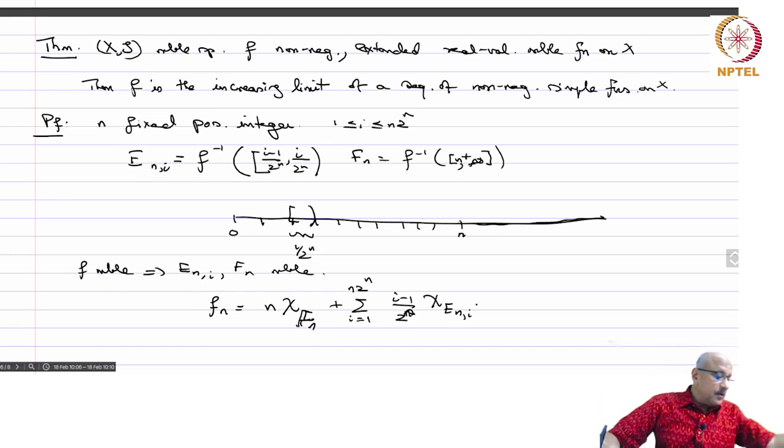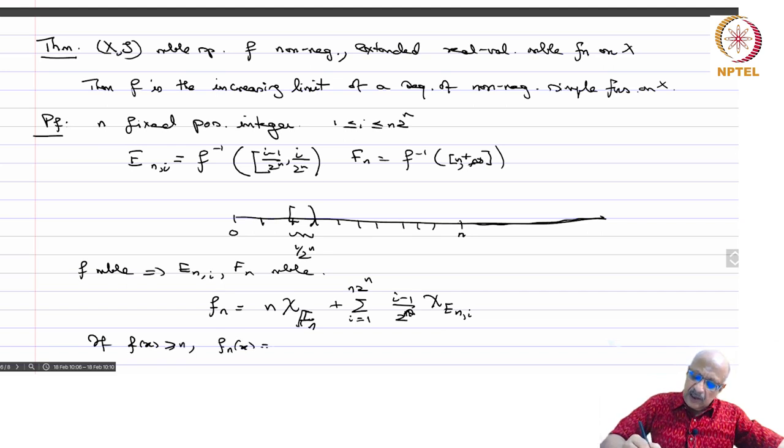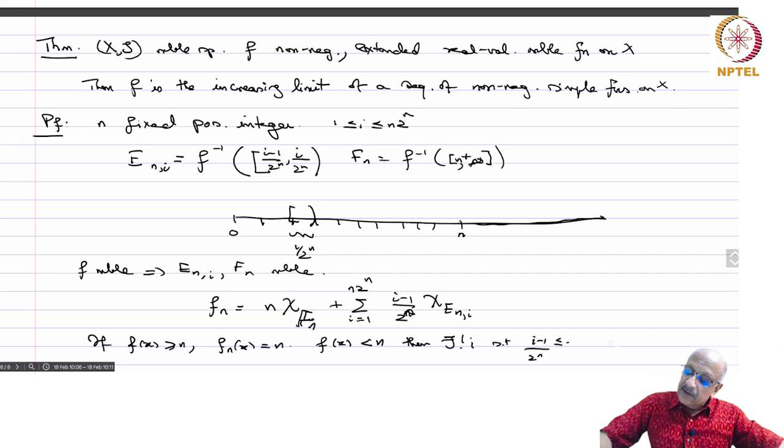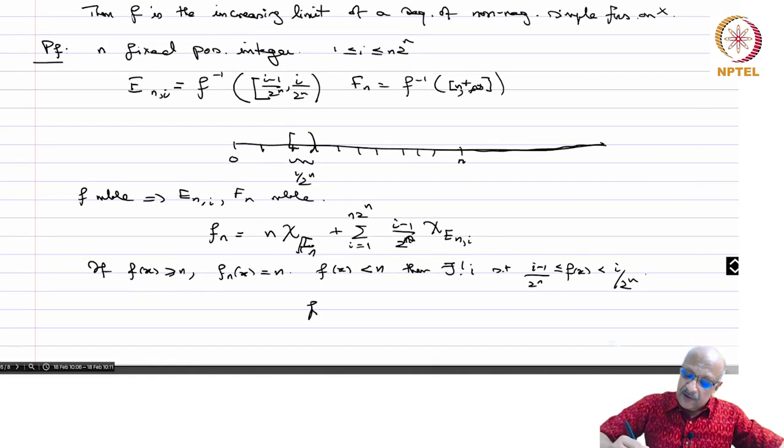So what am I saying? In other words, if f(x) is greater than or equal to n, then we say f_n(x) equals n. If f(x) is less than n, then there exists a unique i such that (i-1)/2^n is less than or equal to f(x), which is less than i/2^n. And then we put f_n(x) equal to (i-1)/2^n.